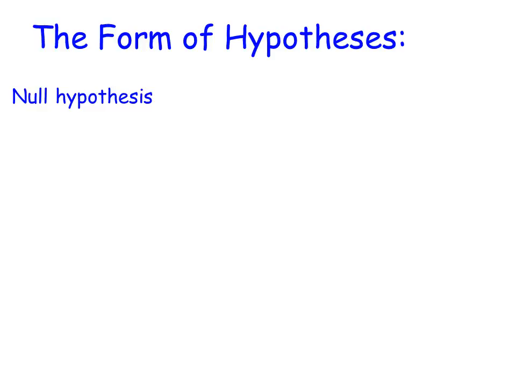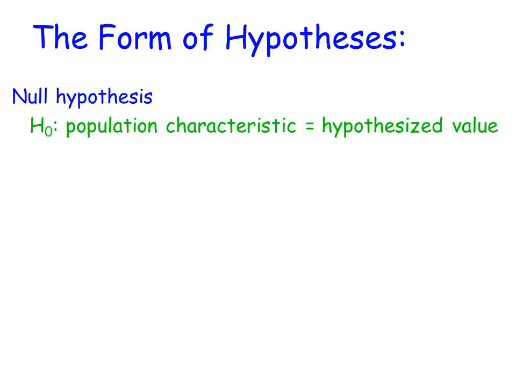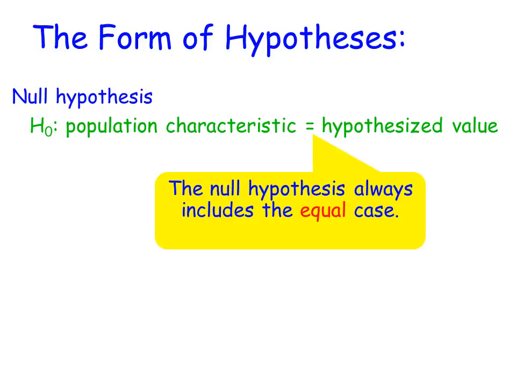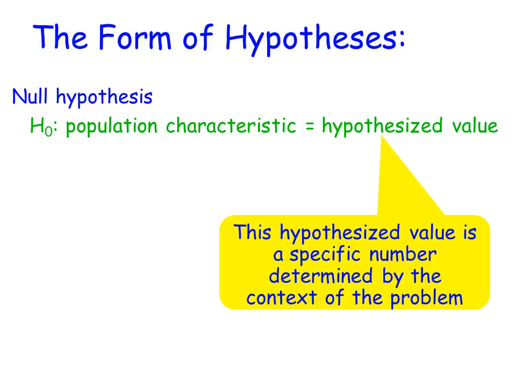The form of hypotheses looks like this. Our null hypothesis, H0, is always the population characteristic, so some symbol about the population, equal to the hypothesized value. The null hypothesis always includes equal. It will be no other symbol except for equal in your null hypothesis. The hypothesized value is a specific number determined by the context of the problem.